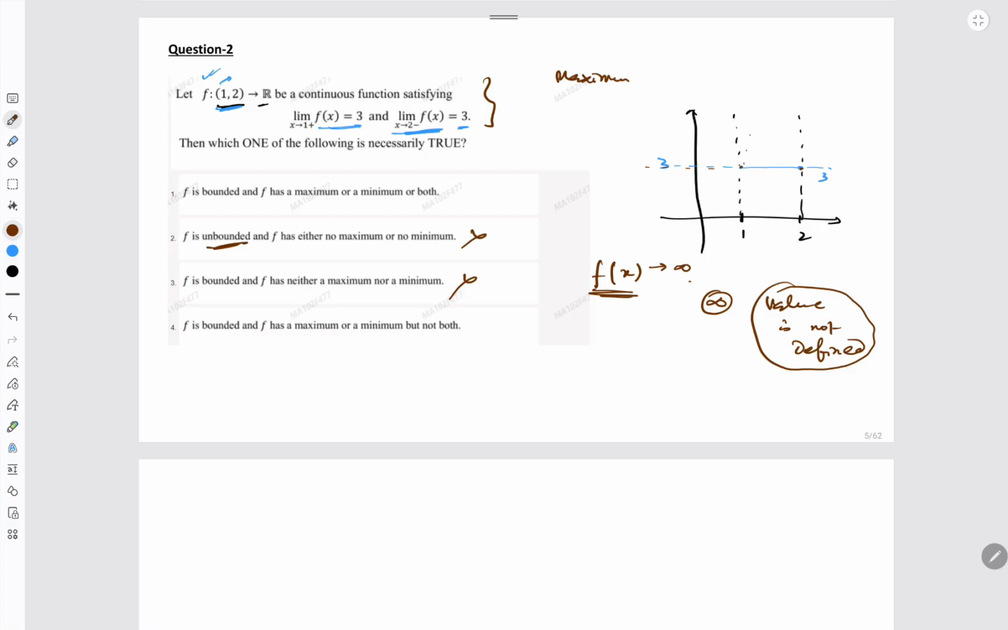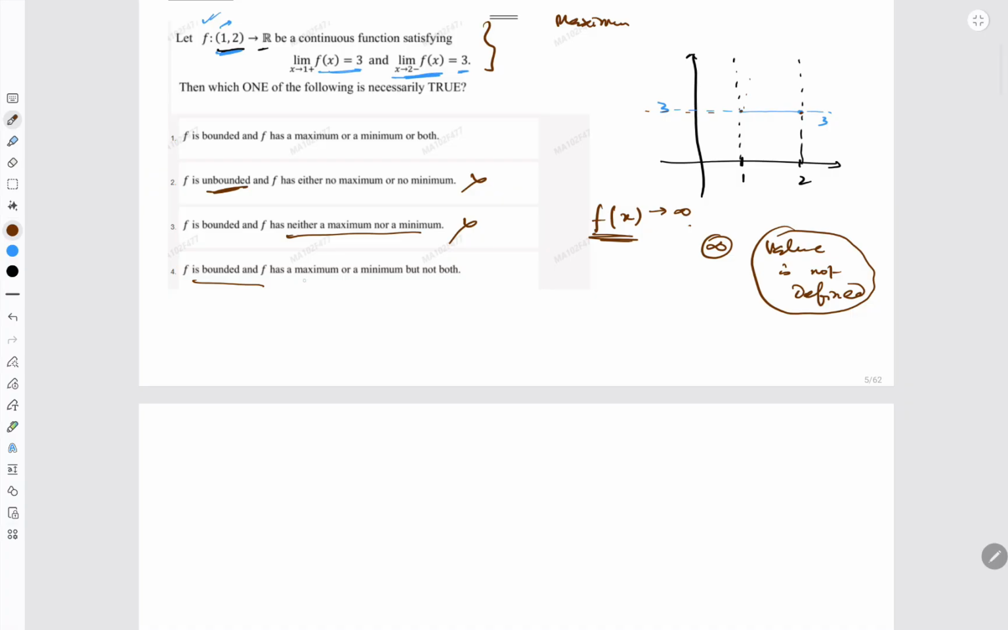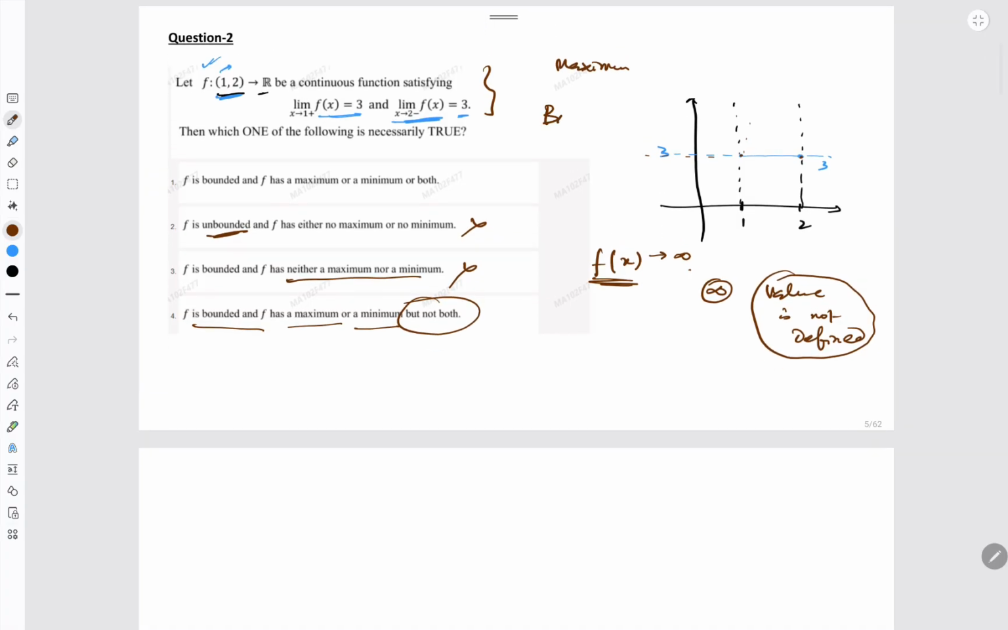So if f is bounded, this option is false, because it is saying it will have neither a maximum nor minimum. So it is saying f is bounded, f has maximum or minimum, but not both. By definition, a bounded function has to have a minima and maxima, right? I have shown you the examples as well, right? So this option is also incorrect. So the correct option is option 1.